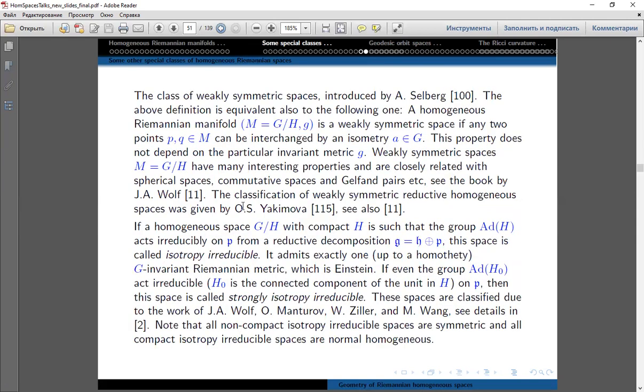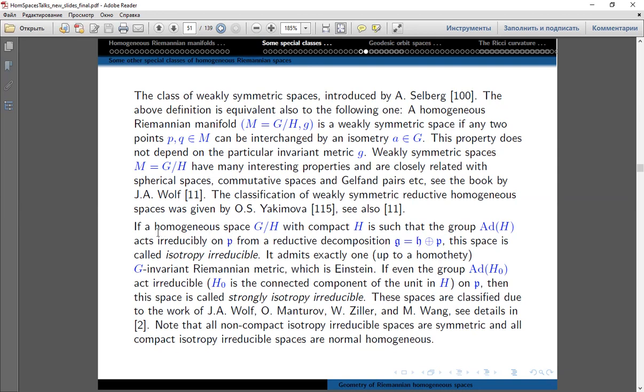Yes. Now, some history. The class of weakly symmetric spaces was introduced by Selberg. The above definition is equivalent also to the following one. A homogeneous Riemannian manifold M equals G mod H is a weakly symmetric space if any 2 points p, q from M can be interchanged by an isometry A from G. It's the same. This property does not depend on the particular invariant metric. It's an algebraic property, not geometric. Weakly symmetric spaces M equals G mod H have many interesting properties and are closely related with spherical spaces, commutative spaces, Gelfand pairs, etc. See the book of Wolf, the dissertation of Yakimova, and some other articles and books.